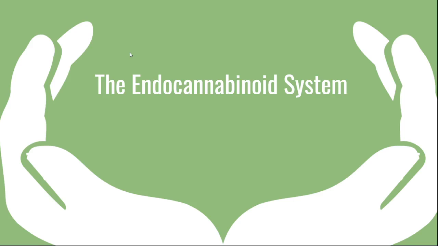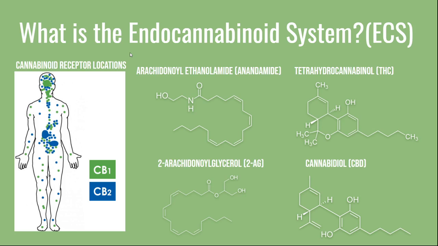Today we're going to be talking about the endocannabinoid system. So what is the endocannabinoid system? Well, the endocannabinoid system is a collection of ligands and receptors throughout our body. The two known receptors for the endocannabinoid system are the CB1 and CB2 receptors.